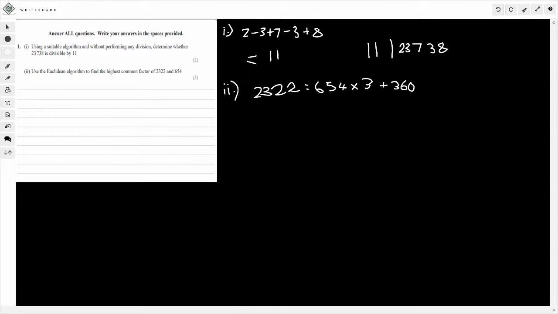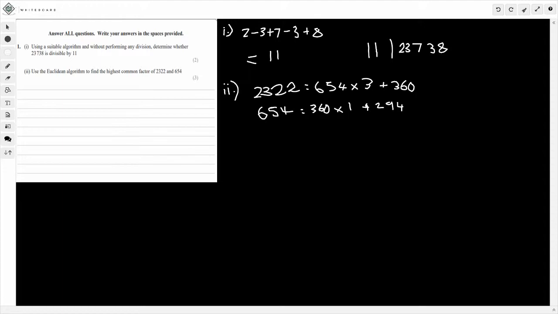So that's the first step in the algorithm complete. Now we need to shift everything along. So the 654 goes here, and the 360 goes here. So let's write that out. 654 is equal to 360. And then we've got to consider, what do we times the 360 by? Well, we can only times it by 1 here. If we do 2 lots of 360, we're going to get too big of a number. It's going to go past this. We've got to add on the remainder, so that's plus 294.